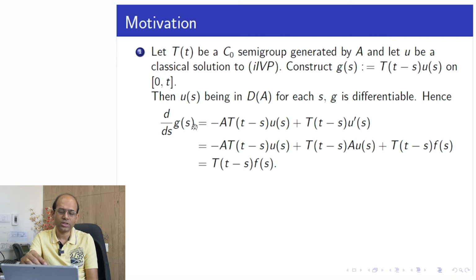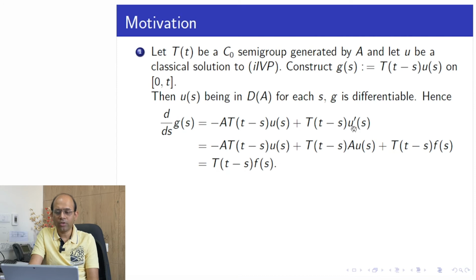So dg/ds is equal to, here I have two terms, T(t minus s) u(s). This term involves s, and this term also involves s. So first we use the chain rule. We take the derivative here. The derivative of T is A T, that we know, but here the minus sign is there, so we will get minus A T(t minus s) u(s) as before. Next we keep the first term as it is, and the second term we differentiate, so plus T(t minus s) u prime(s).